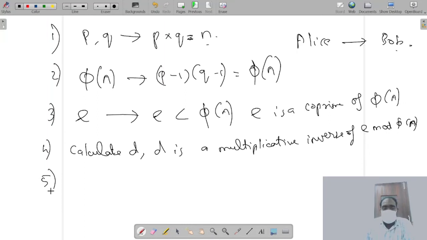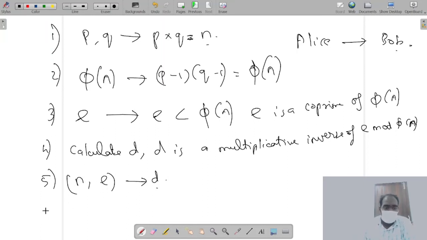Now for the fifth step, what you do is you advertise N and E as your public key. This is the lock you created, which can be opened by D, and only you know D because you calculated it. You send N and E to Alice or anyone on the internet, and you say whatever you want to say to me, use these numbers to encrypt and send the message to me.